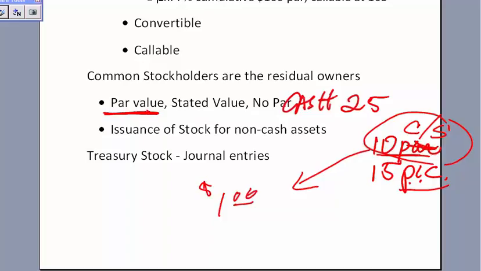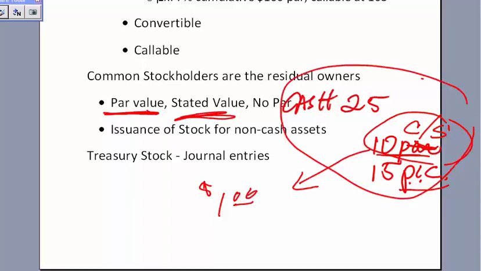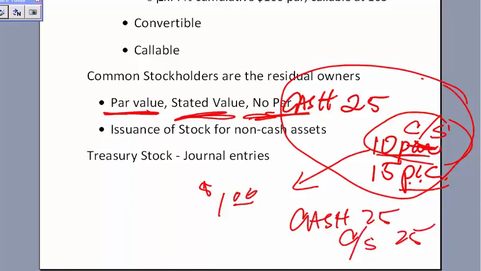Because of that, a stated value is another way. Everything's recorded just like it is under this par value, but there's no legal minimum value. It'll just be a $10 stated value. A third way of doing it is the no par, and there you would record the cash of $25 and the common stock at $25. And there'd just be no PIC account because it's whatever dollar value the market is.